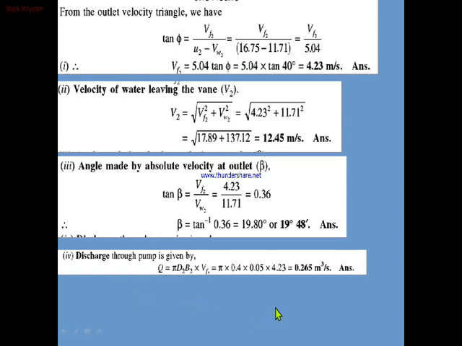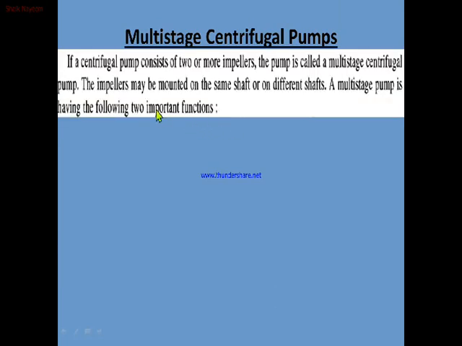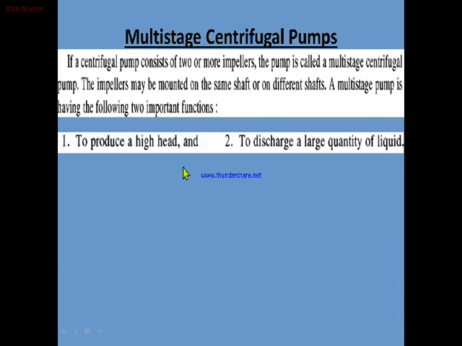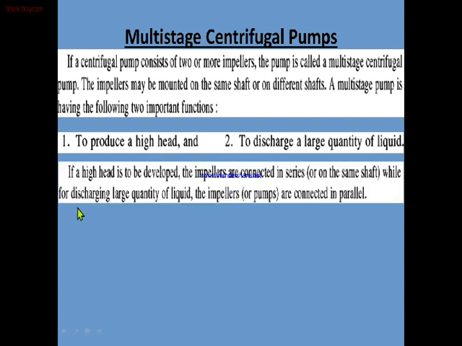See the multi-stage centrifugal pumps. If two or more impellers are connected, then we call it a multi-stage centrifugal pump. These impellers may be connected on the same shaft or on different shafts. The main functions of the multi-stage centrifugal pump are, first, to produce high head, and second, to discharge a large quantity of liquid. If high head is to be produced, then the impellers are connected on the same shaft. If a large quantity of water or liquid is to be discharged, the pumps are connected in parallel. So we'll see one by one.